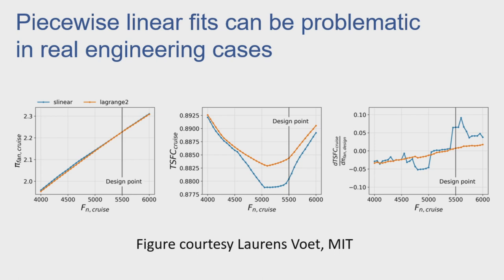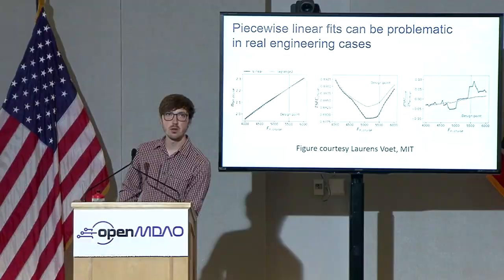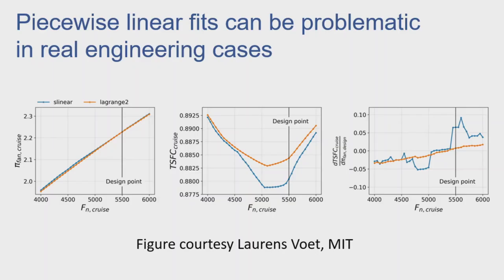The orange line is the Lagrange, the smooth fit. The blue line is this piecewise linear. But more importantly than the actual function values, the derivatives were very, very wonky. On this right-hand side, we have the derivative of that fuel efficiency with respect to one of the design variables. So, oh my gosh, this blue line is jumping all over the place. It's got some sharp discontinuities. It's not great for the optimizer. The orange line looks much nicer.